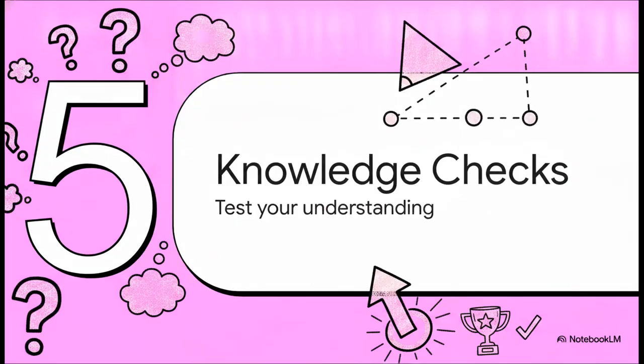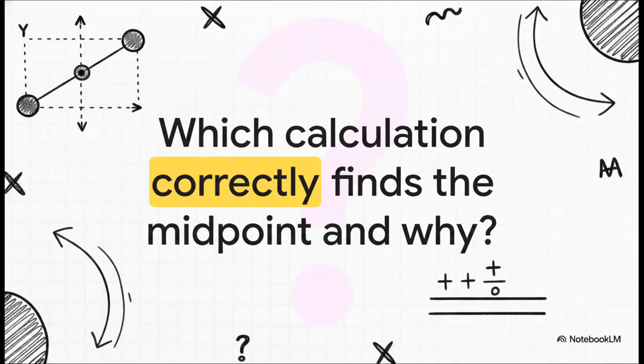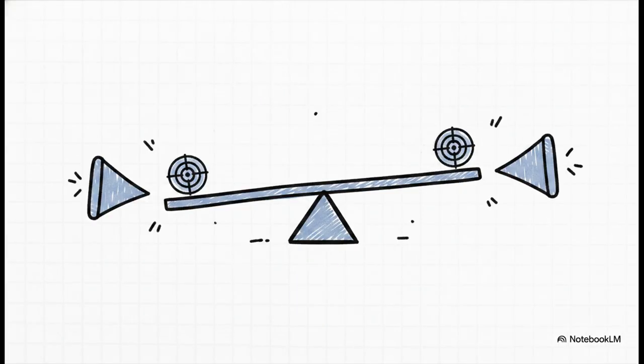Section 5. Geometry knowledge checks. Okay, let's actively test what we've just learned. Take a second to think about this first question. Which calculation correctly finds the midpoint and why? We just did the math, but what's the actual logic behind it? Well, here's the reasoning. Averaging the coordinates is the correct calculation because finding the arithmetic mean logically identifies the exact physical center value between 2 endpoints. Think about it like finding the average of 2 test scores to find the middle ground of your performance. Averaging coordinates does the exact same thing, just on a number line or grid.